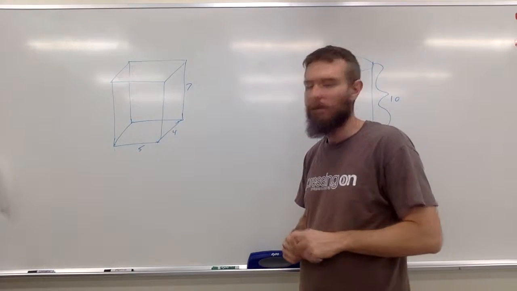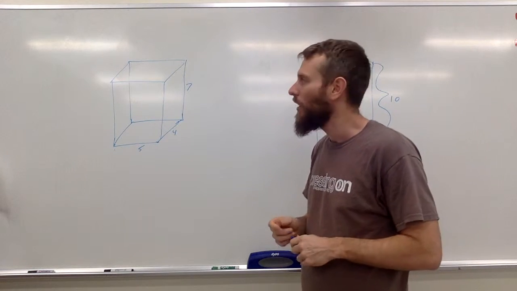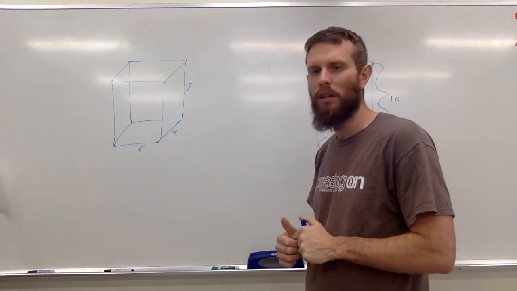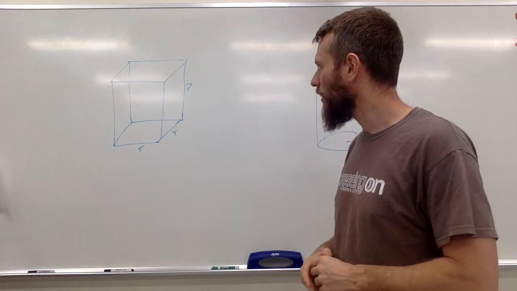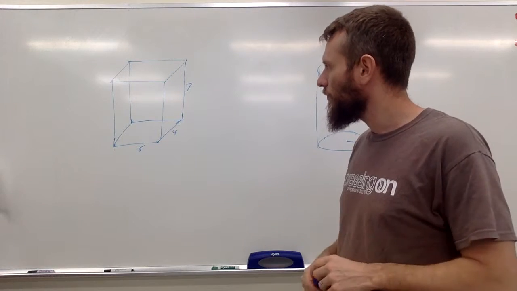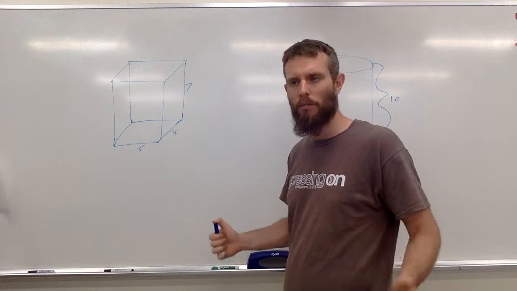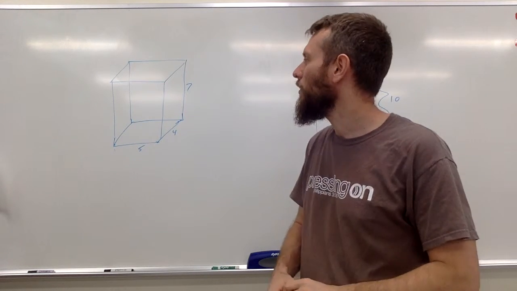Okay, in this video I'm going to explain how to find the surface area of prisms and cylinders. Prisms can come in a variety of different shaped bases. It could be a parallelogram, a triangle, a square, a rectangle, a hexagon, a pentagon, any number of different kinds of bases.